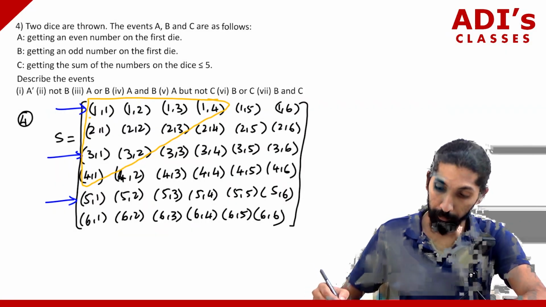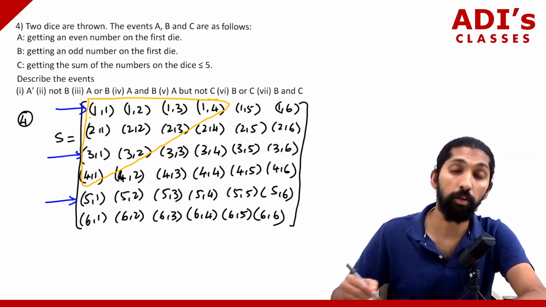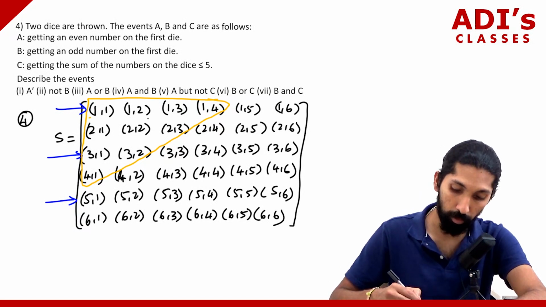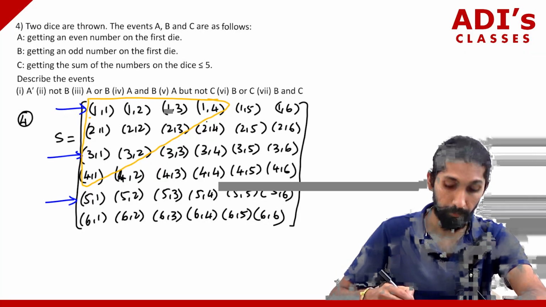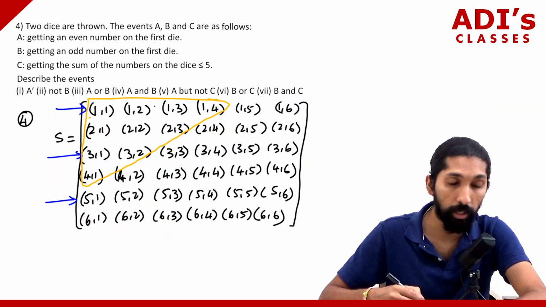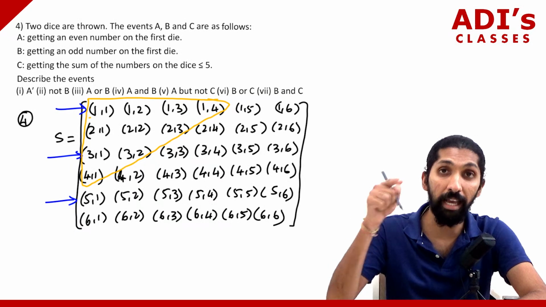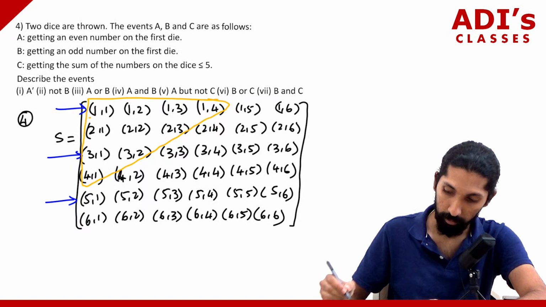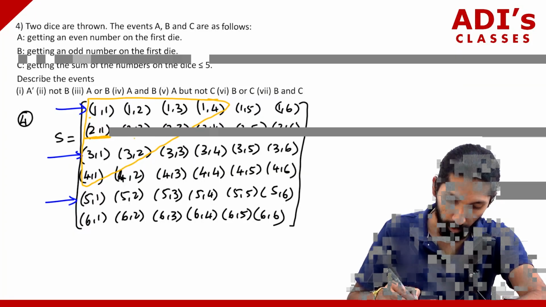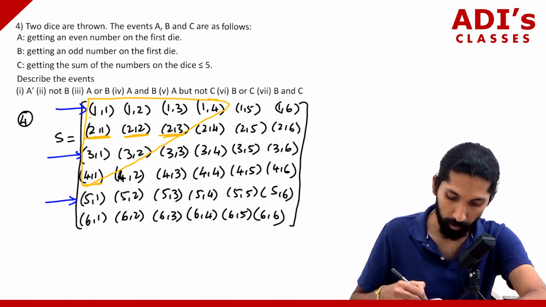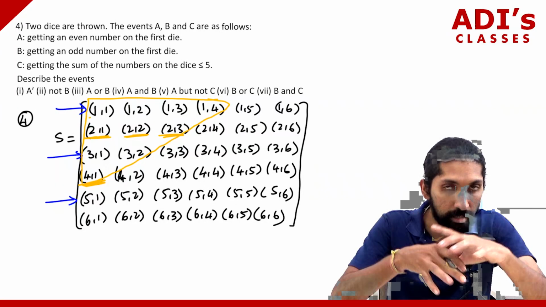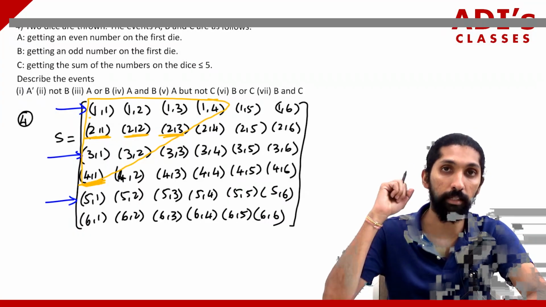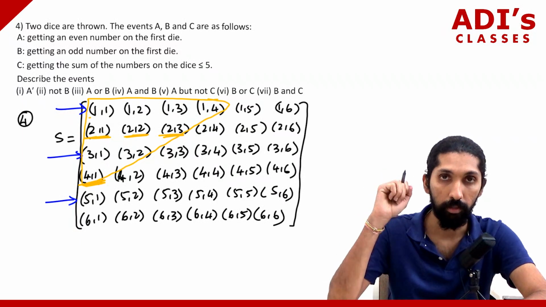So when we write B or C, we are going to have quite a big set because 1 comma 1, 1 comma 2, 1 comma 3, 1 comma 4 is common. 3 comma 1 is common. You don't have to write it. But what are the extra terms you are going to get? The extra terms are 2 comma 1, 2 comma 2, 2 comma 3 and 4 comma 1. These are the extra terms in that B or C. Fair enough? These are the values.